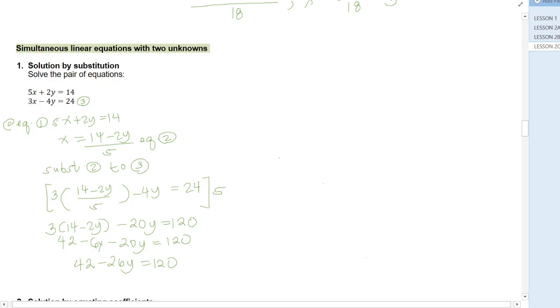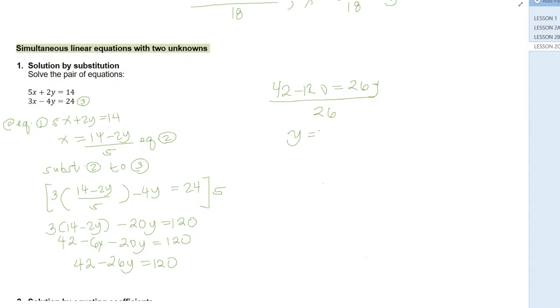Okay, transposing that one, it will give us 42 minus 120, and then transposing your negative 26 to the right side, that is 26y, positive already. Okay, so that is divided by 26. So your y there is equal to, since that is 42 minus 120 divided by 26, that is negative 3. Okay, so the value for your y there is equal to negative 3.